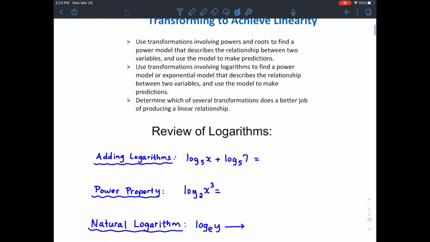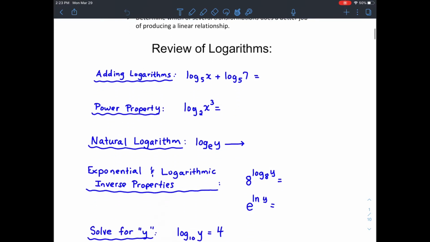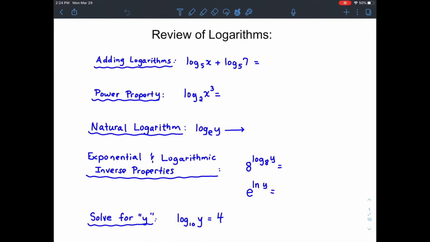And so what this is going to require is for us to achieve the linearity, we are going to need to do some work with logarithms. And so I want to start real quickly here with just a little bit of review on some of the logarithm properties. And then we'll be able to move into how to use these logarithms to transform what looks like a curved data set into something that would look more linear.